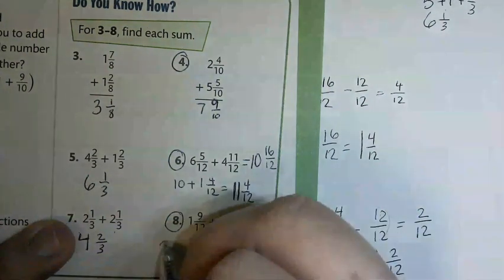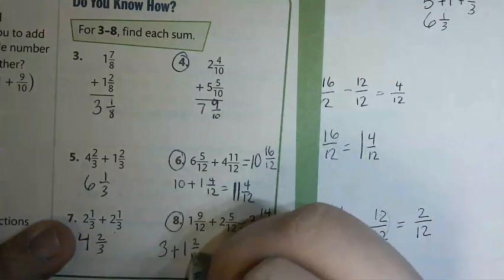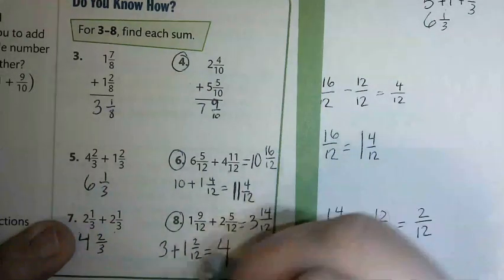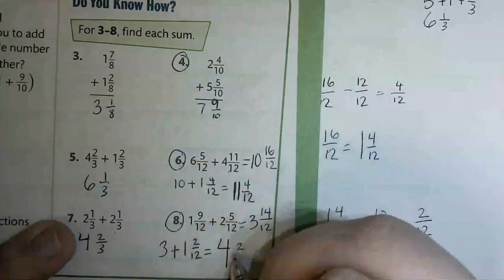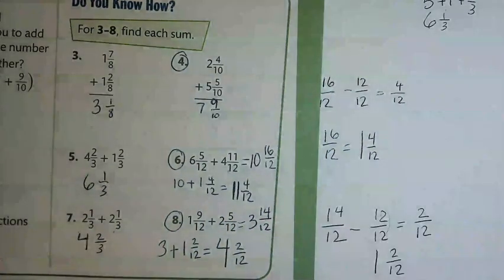So 3 plus 1 and 2 twelfths. 3 plus 1 is 4. And then I'm left with that 2 twelfths. All right. As I went over these, I'm hoping that you already solved them and you're like, oh yeah, that's exactly what I got. That's how I did it. Because this is just how we solve these multi-step problems when we're working on mixed numbers.